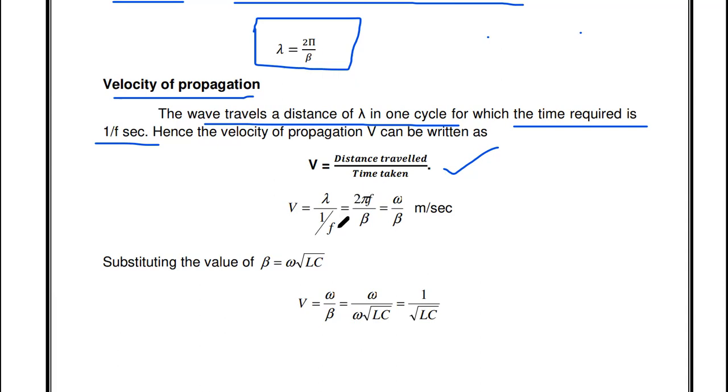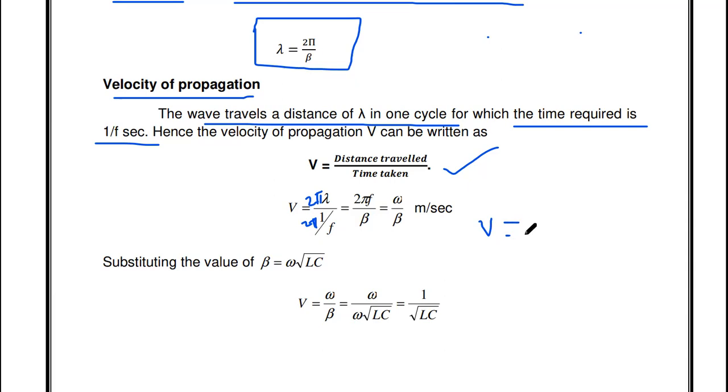Now, in order to find the relation between this velocity of propagation and the phase constant, you multiply the numerator and denominator by 2 pi. So 2 pi times f comes in the numerator, and 2 pi f is nothing but omega. And in the denominator, 2 pi by lambda is said to be beta. So that is why the velocity v can be written as omega divided by beta.